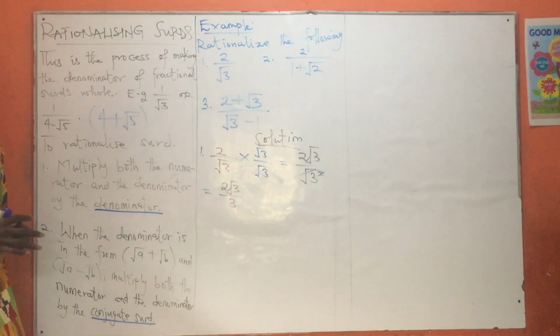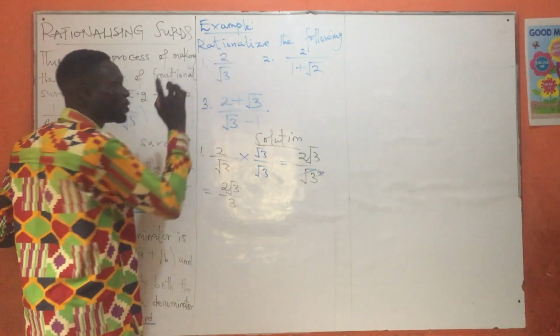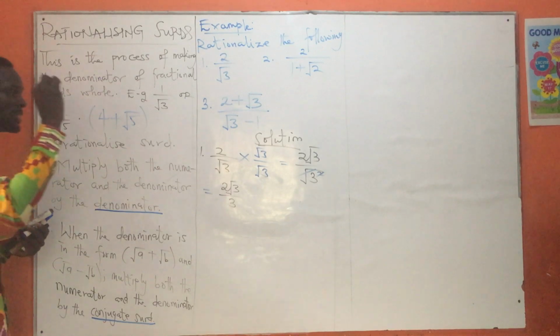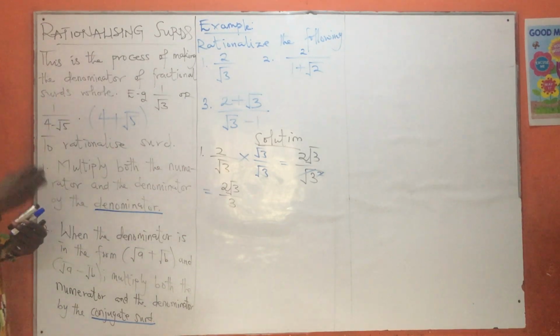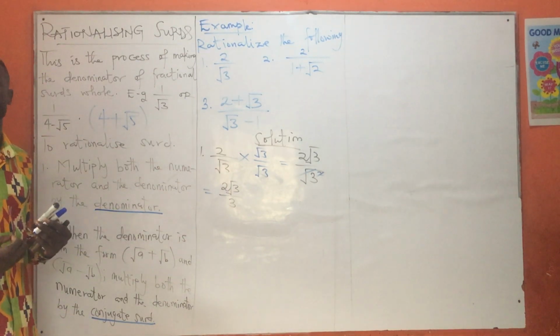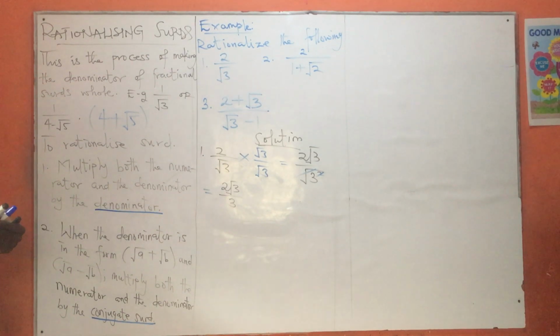So anytime we have this type of fractional surds, we just multiply both the numerator and the denominator by the denominator, then we are able to rationalize.